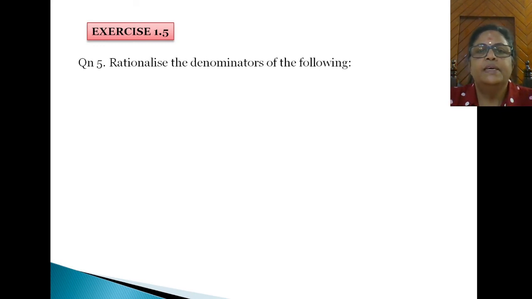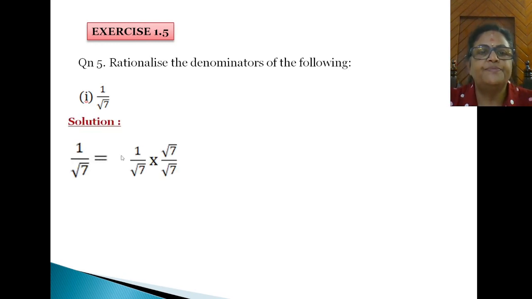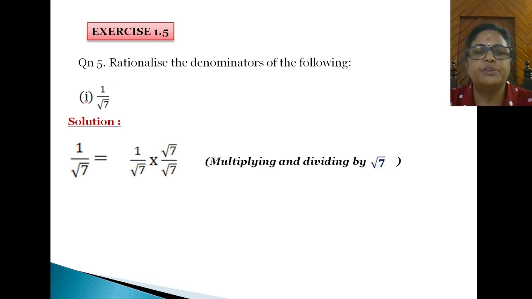Next we will start exercise 1.5. Rationalize the denominators of the following. First one, 1 by root 7. This is a monomial. So what we will do? We will multiply the numerator and denominator by root 7. What you will get? 1 by root 7 into root 7 by root 7. 1 into root 7 is root 7. Then denominator into denominator, root 7 into root 7 is 7. Multiplying and dividing by root 7, you will get root 7 by 7. Here you got the denominator, a rational number.